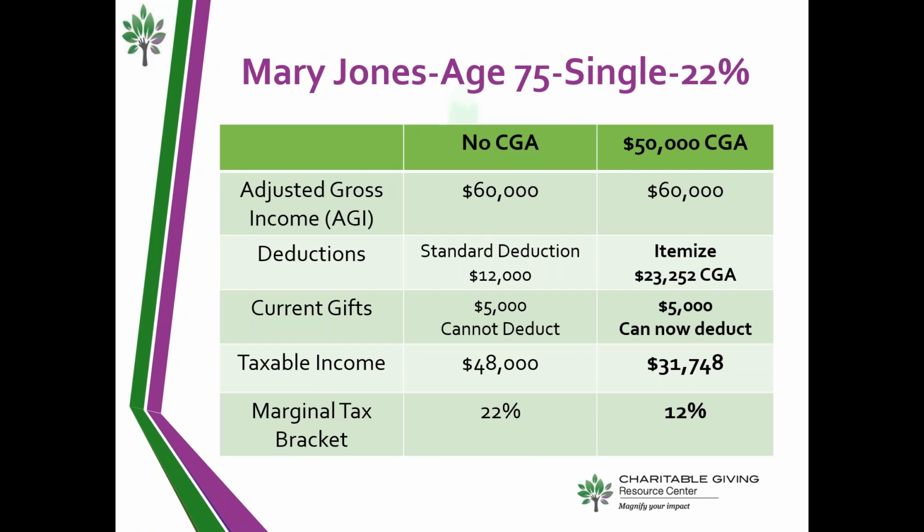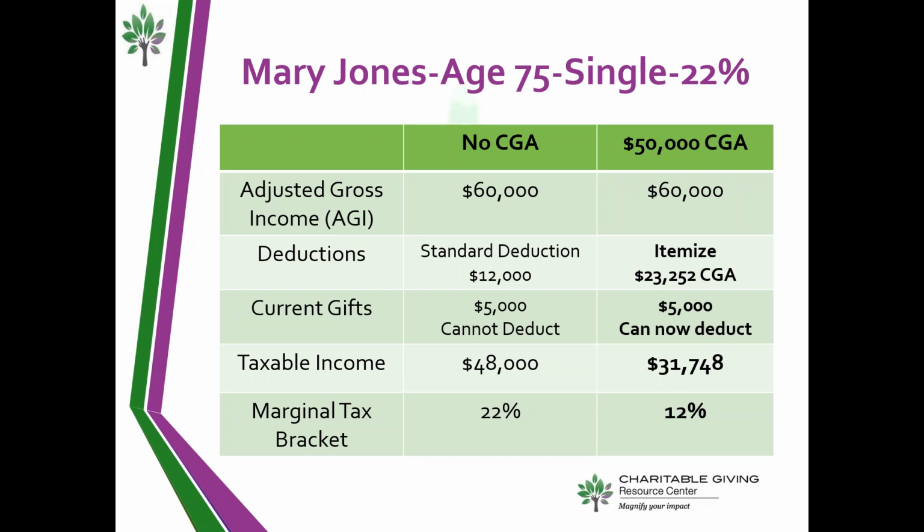She's used to making current charitable gifts of $5,000 that she will not be able to deduct because it's less than the $12,000 standard deduction. So now her taxable income will be $48,000, and a portion of that's going to be taxed at that high marginal tax bracket of 22%.